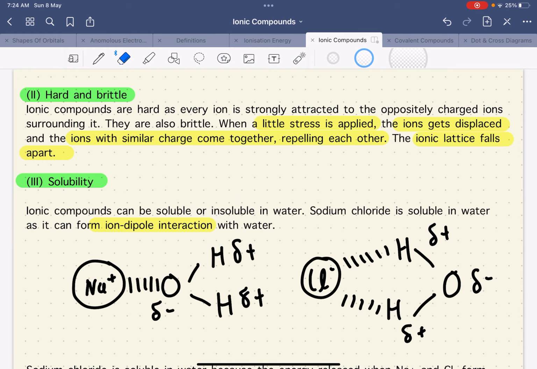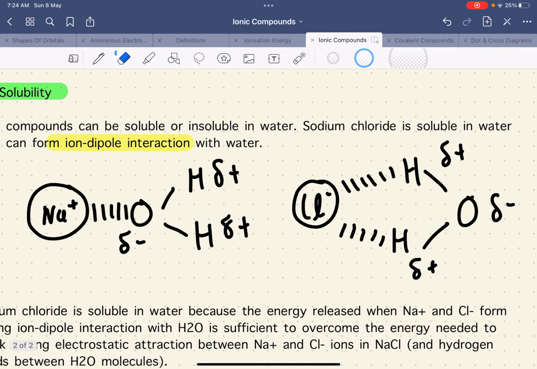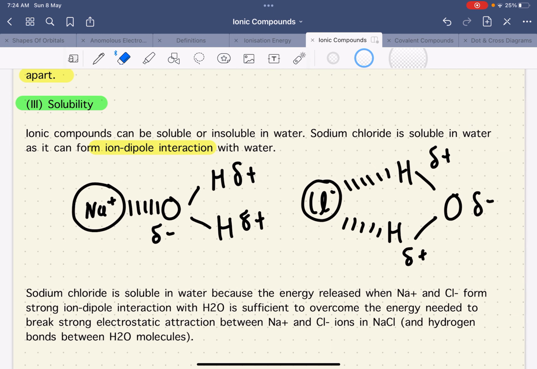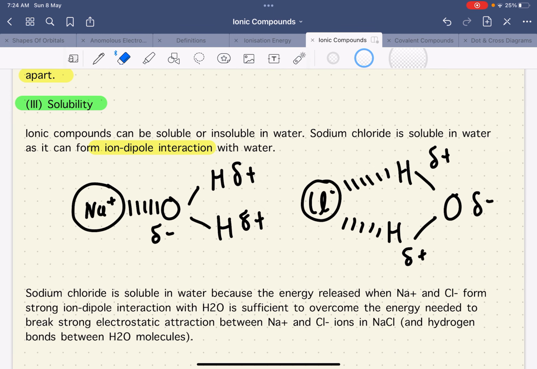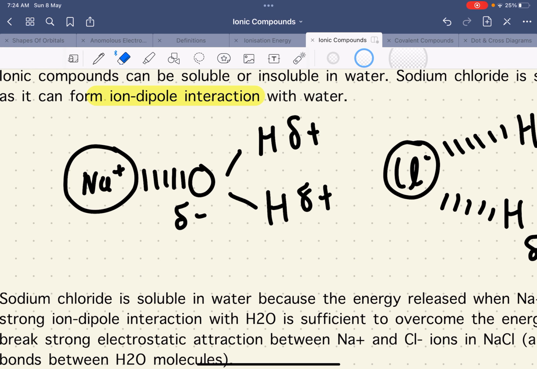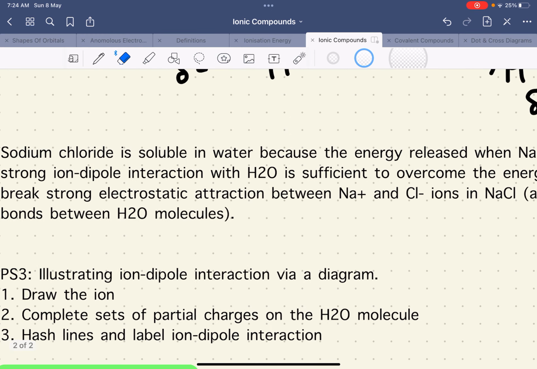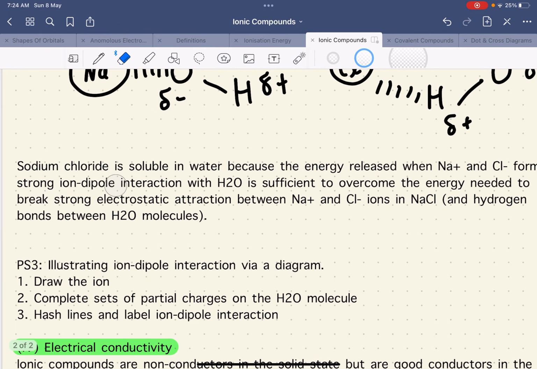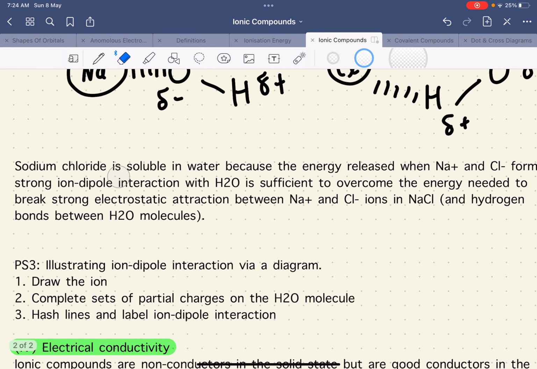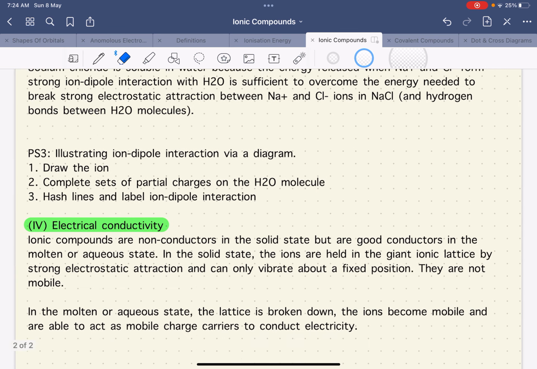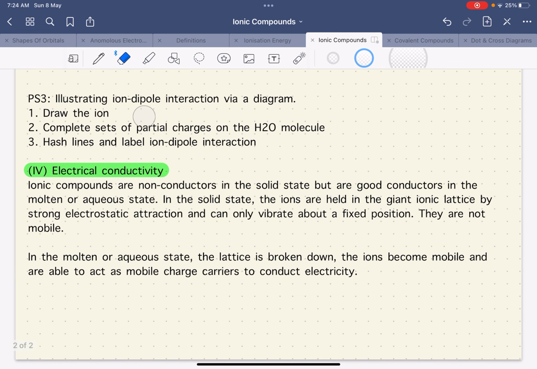Okay, let's look at the solubility. Ionic compounds can be soluble or insoluble in water. Now let's take sodium chloride. Sodium chloride is soluble in water because it forms ion-dipole interactions with water. So basically, the O has a partial negative charge and the H a partial positive charge. Sodium chloride is soluble in water because the energy released when Na+ and Cl- form strong ion-dipole interactions with H2O is sufficient to overcome the energy needed to break the strong electrostatic attraction between Na+ and Cl- ions and also the hydrogen bonds in H2O. Then, in illustrating ion-dipole interaction via a diagram, draw the ion, complete sets of partial charges on the H2O molecules, hash lines, and label the ion-dipole interaction.